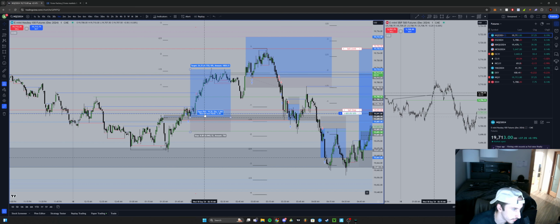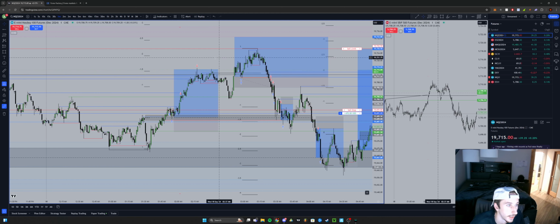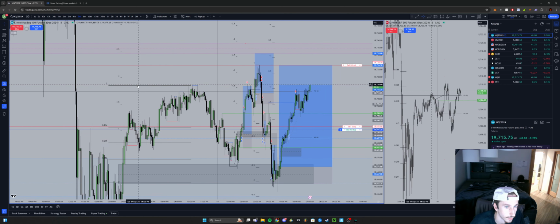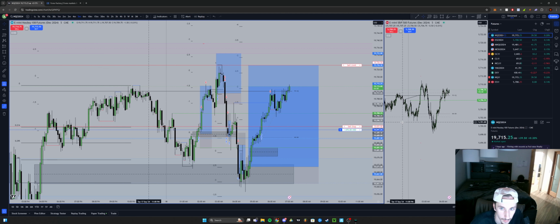I partialed there. I moved my stop to break even, and then we ended up coming up and trading straight towards those equal highs, which is what my target was. And then of course we rebalance price to what? We rebalance, boom, here to this 5-minute gap.